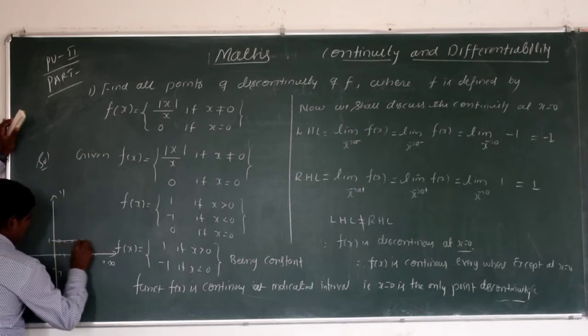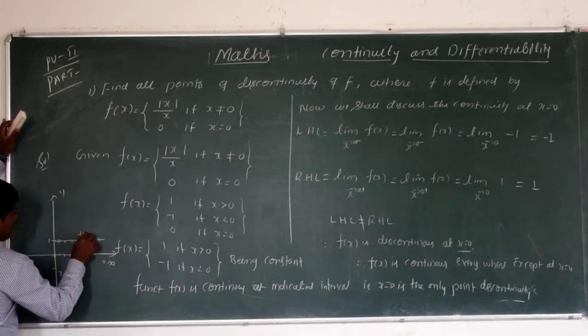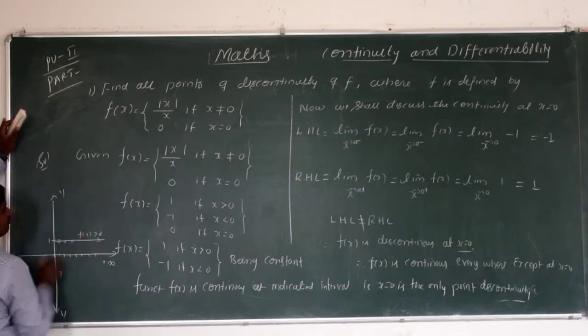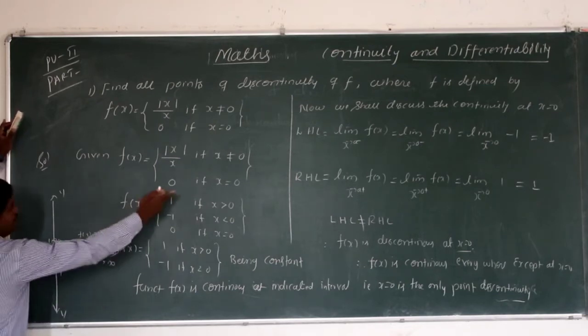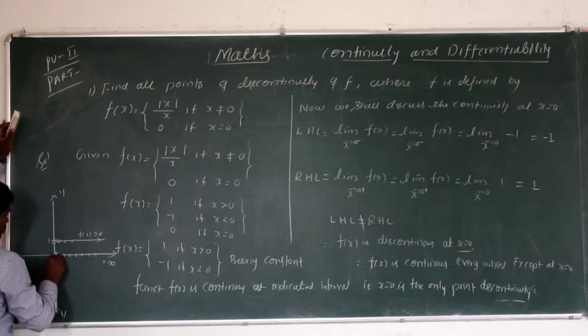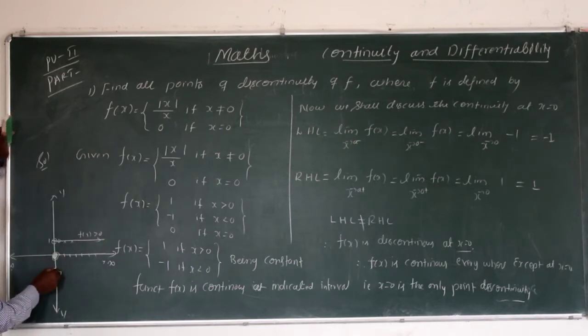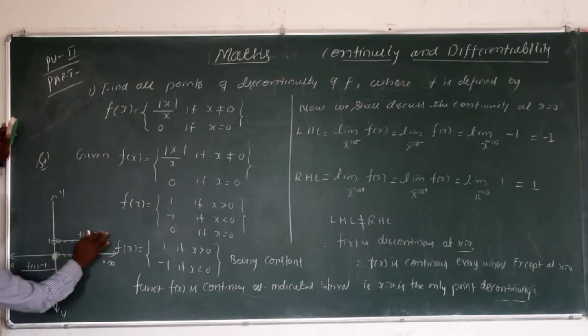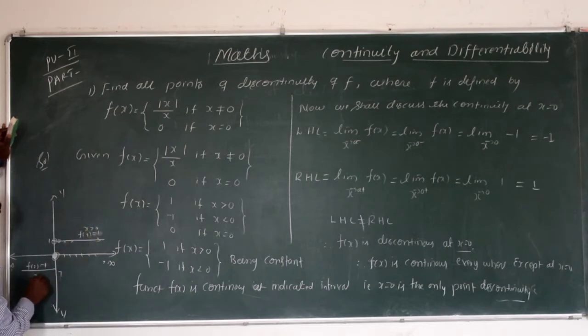So f of x is 1 for x greater than 0, except at the particular point x is equal to 0. And for x less than 0, f of x is equal to minus 1. Here it is plus 1 if x is greater than 0, and minus 1 if x is less than 0. So this is the function.